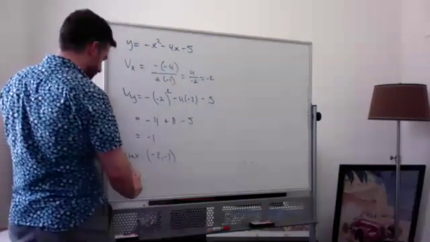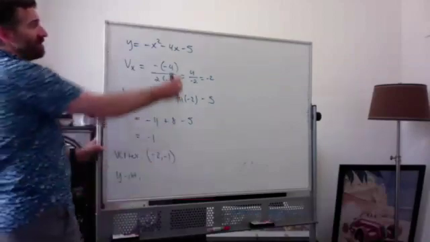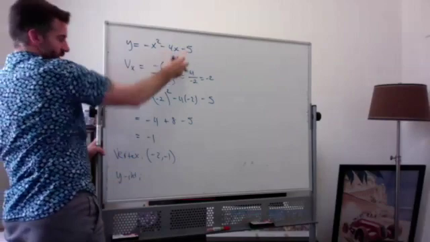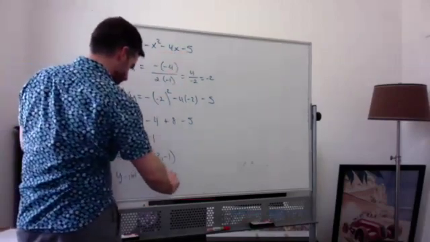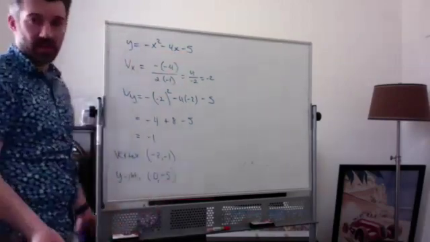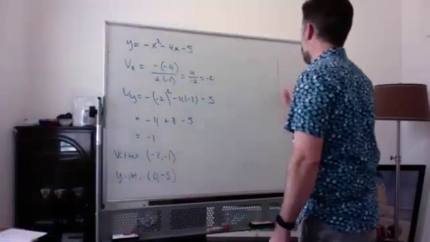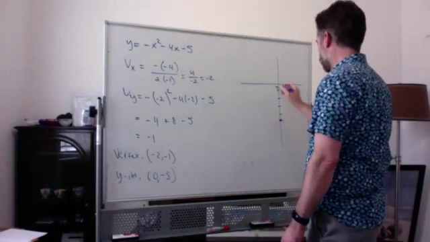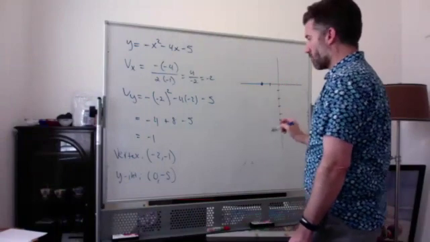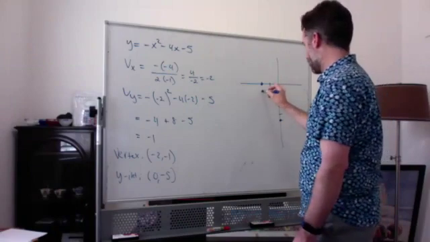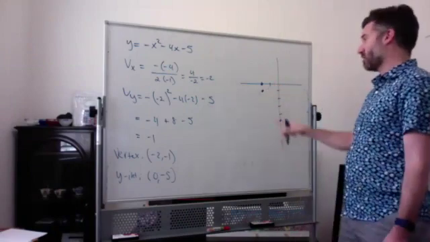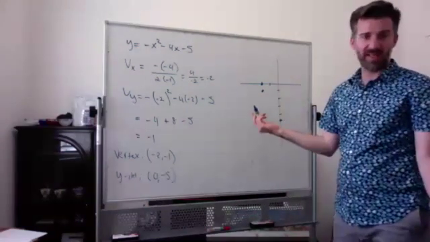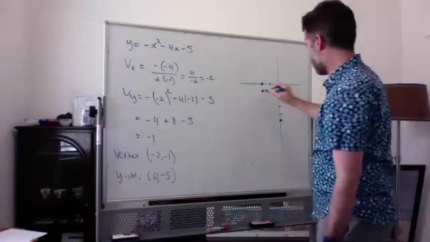My y-intercept is just that number there. If x is 0, I get 0, 0, minus 5. So now I'm going to graph these things. There's my vertex. And I notice that my vertex here is here, and we're going down, so we're not going to cross the x-axis and have any x-intercepts. So it's going to look like this.